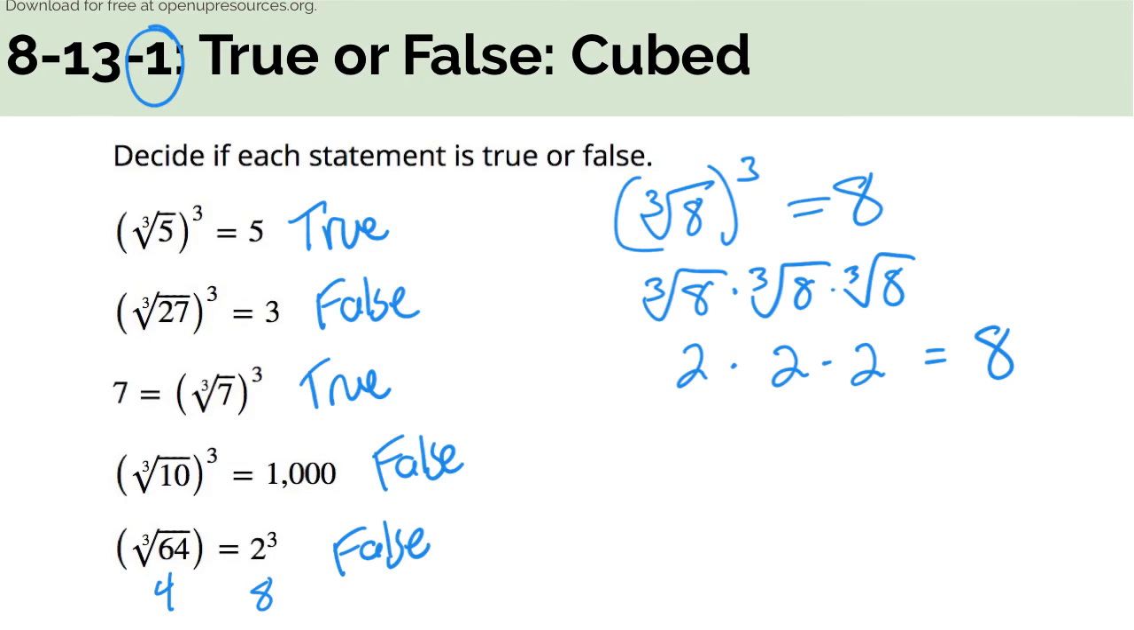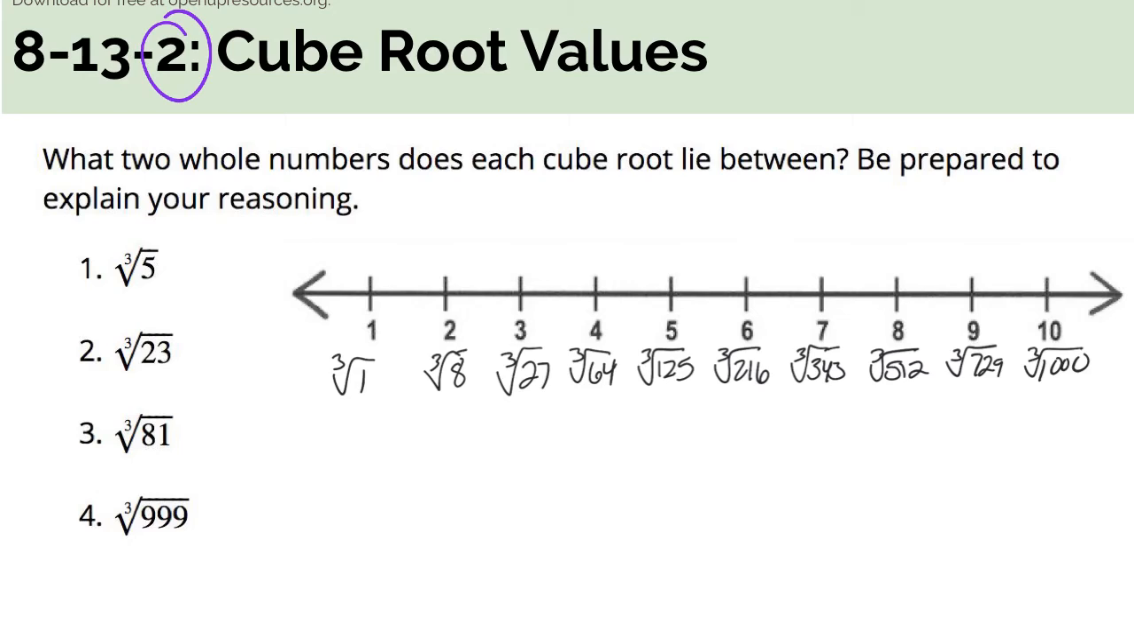Okay, activity 2 here is really getting at the heart of what we want to be able to do with cube roots. We want to be able to estimate where they would be on a number line so we can estimate their approximate value. Yes, you can use a calculator to figure out decimal approximations, but we really want to reason through what's going on here. So here we go.